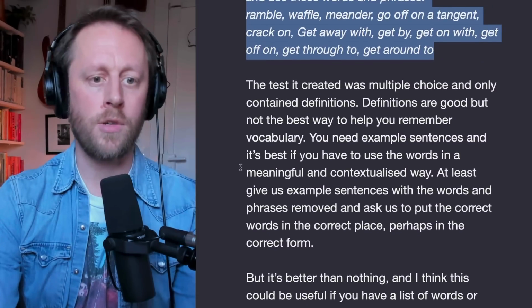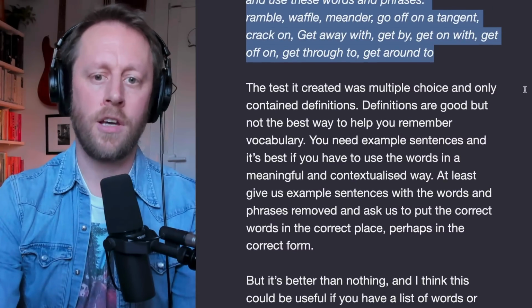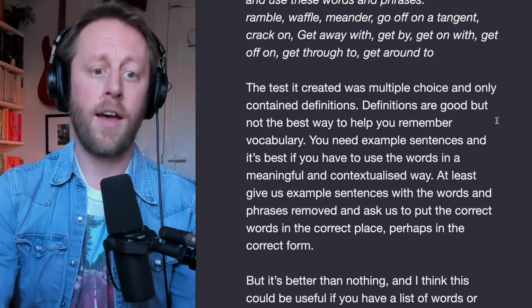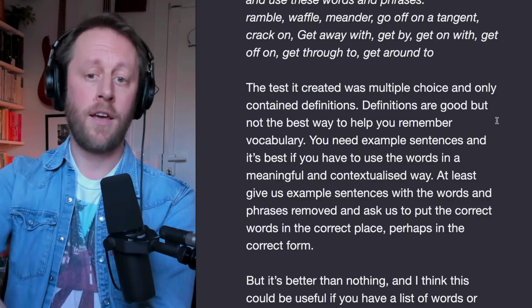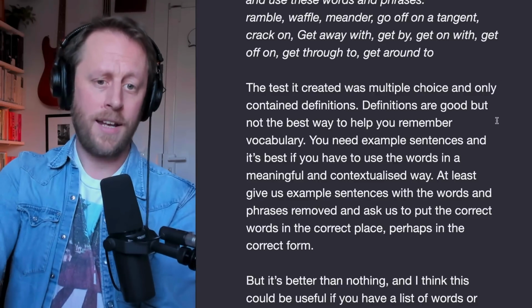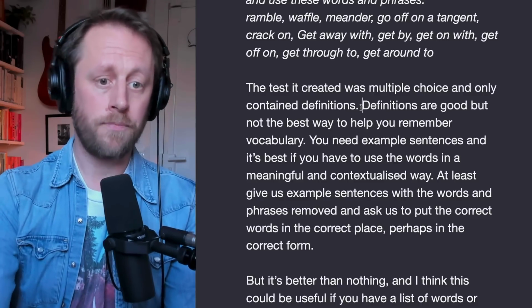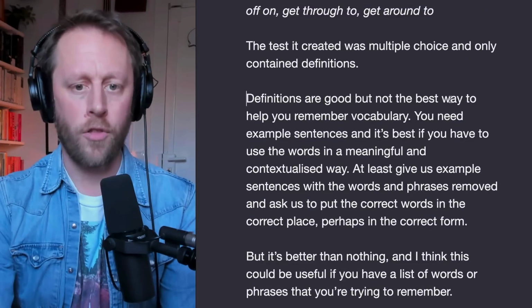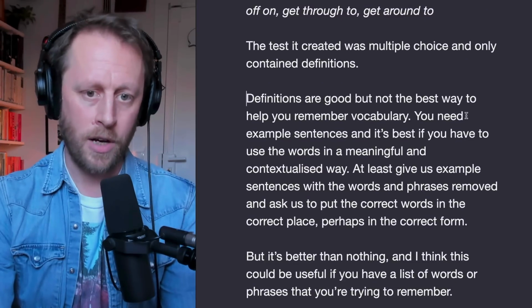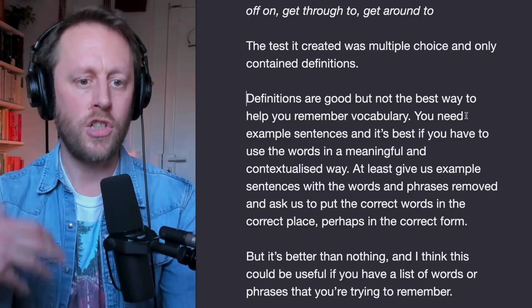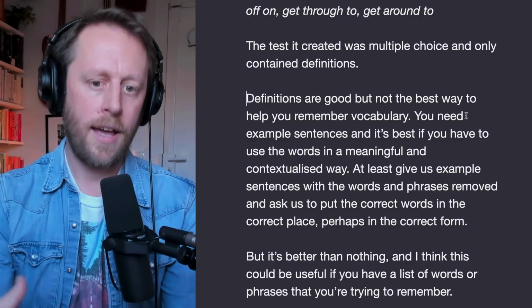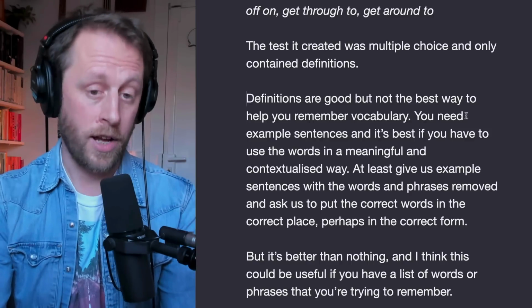So I asked it to do that, and the test it created was multiple choice and only contained definitions. So it basically said, what do these words mean? Here are some possible definitions. Now, definitions are good, but they are not the best way to help you remember vocabulary. You need example sentences, and it's best if you have to use the words in a meaningful way and in a contextualized way.